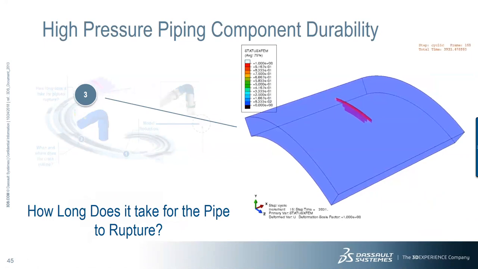So we have assumed some initial size of the crack based upon the paper, and then we have seen how much time that initial crack will take to rupture the full pipe. Yeah. So this analysis is done in Abaqus.